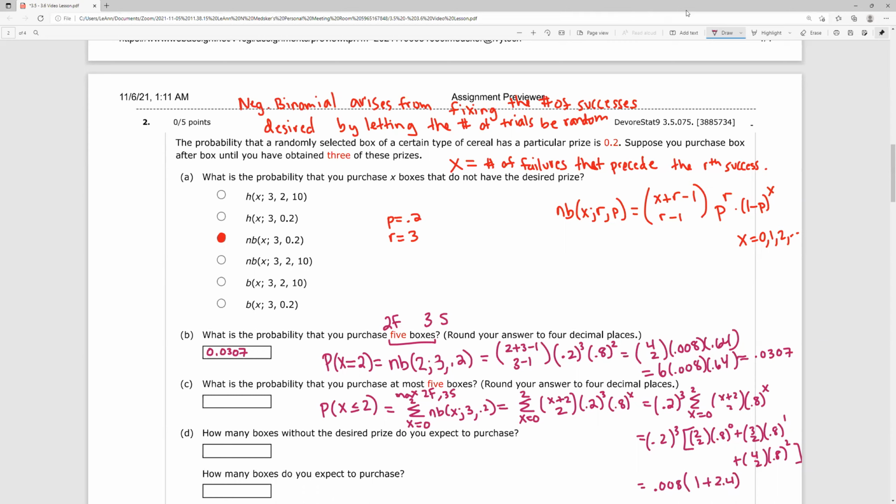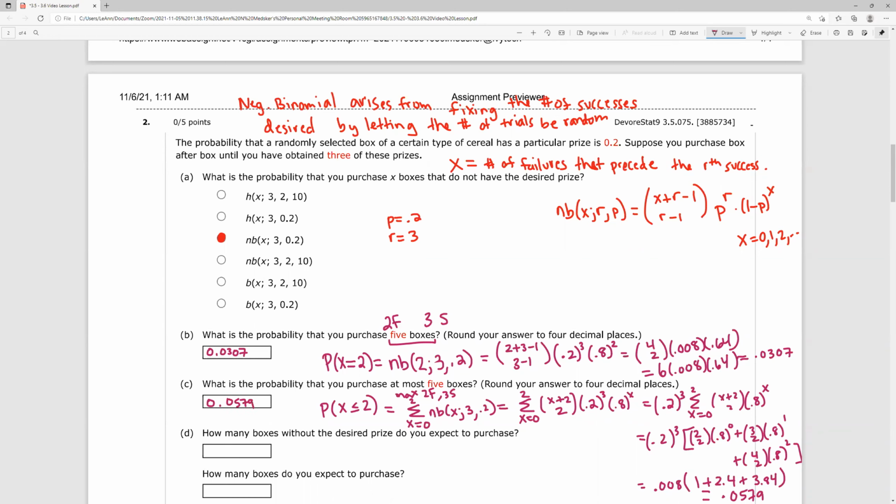Oops, did not mean to write the end of my parentheses yet. And then 4 choose 2 is 6 times 0.8 times 0.8, or 0.8 squared. That's going to be 3.84. And again, I used a calculator for all these. Do not know them all off the top of my head. If we add those 3 together and then multiply by 0.008, we get 0.0579 to 4 decimal places.